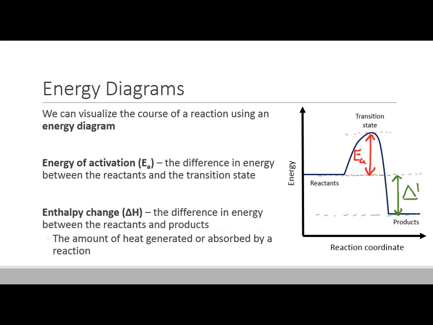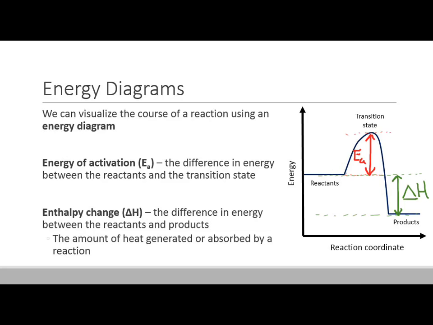That is delta H. Now, what this means is this is the amount of heat that's either generated or absorbed by a reaction. In this case, we're generating a lot of heat because our reactants were very high in energy. Our products are relatively low in energy, and so therefore that excess energy that was stored has to be released out into the environment. So this would be like a campfire where you're producing heat.